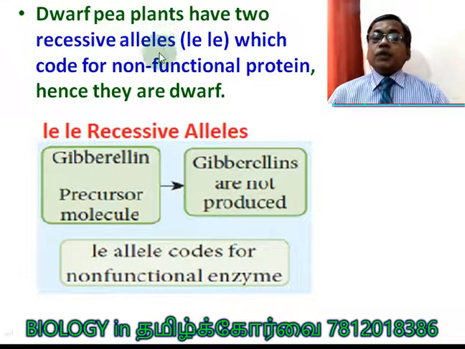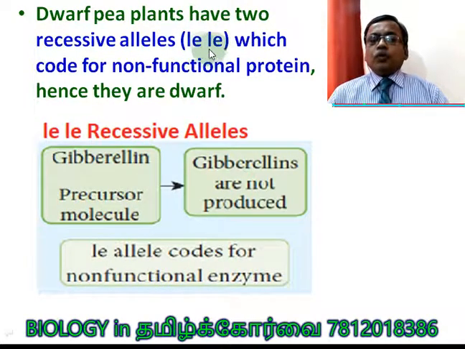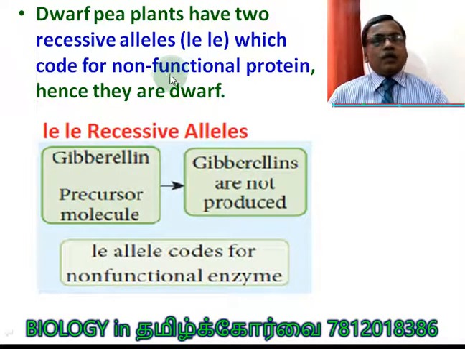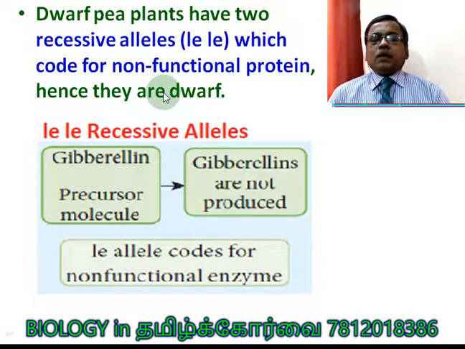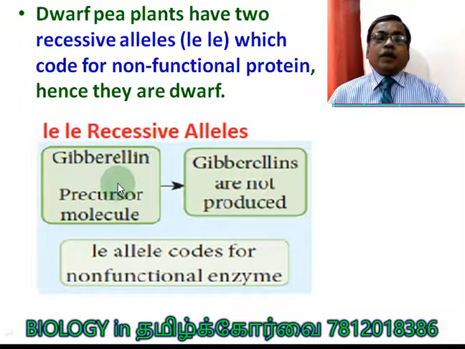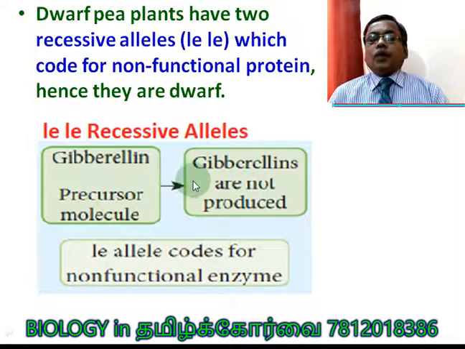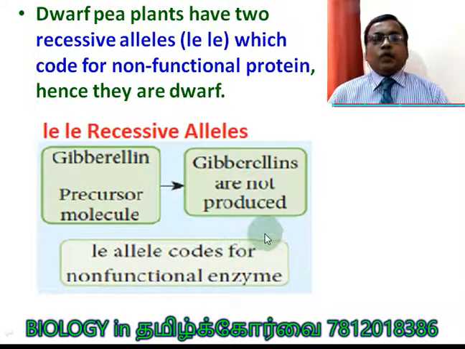Dwarf pea plants have two recessive alleles, small l small e, small l small e. So these are the two recessive alleles. Now you just compare it with small t, which codes for a non-functional protein. That enzyme is not functional, hence they are dwarf in nature. So the precursor molecule is there. The question can be asked whether the gibberellin precursor will be there in the dwarf plant. Precursor gibberellin is there, but it is not converted into the active form of gibberellins because the enzyme is absent. You see, the small e allele codes for a non-functional enzyme. So that is what you have to understand.